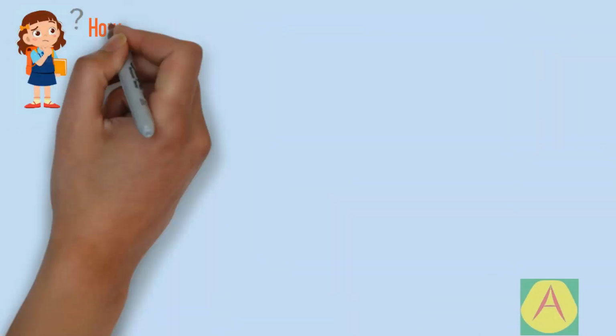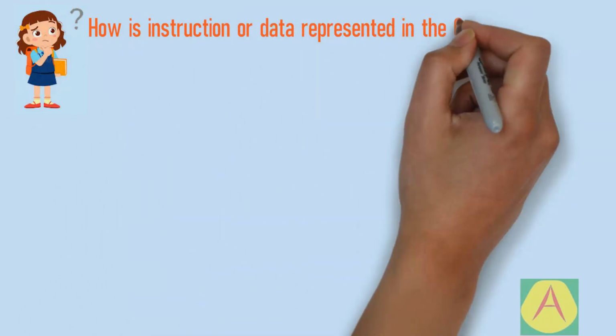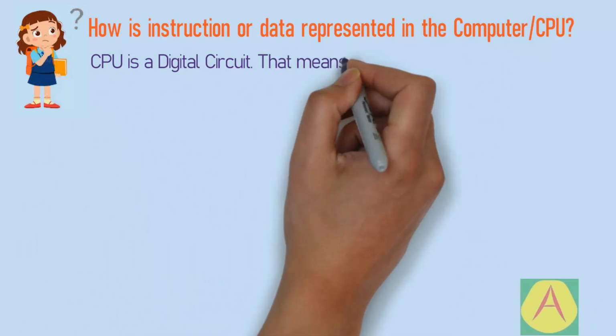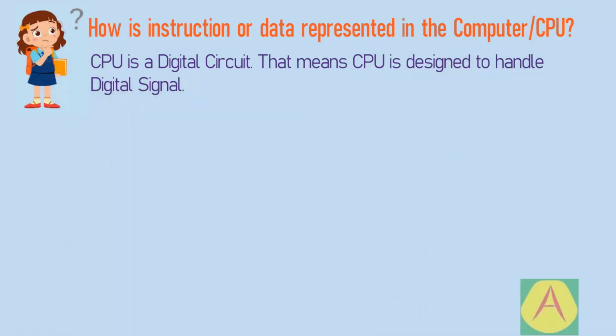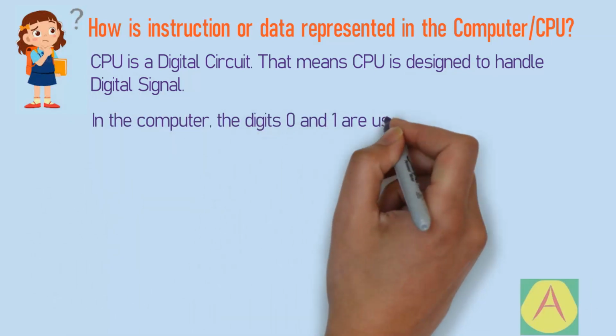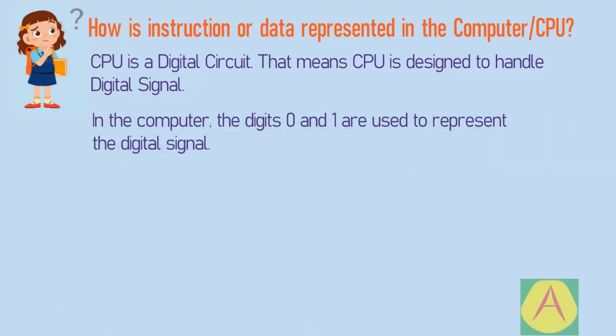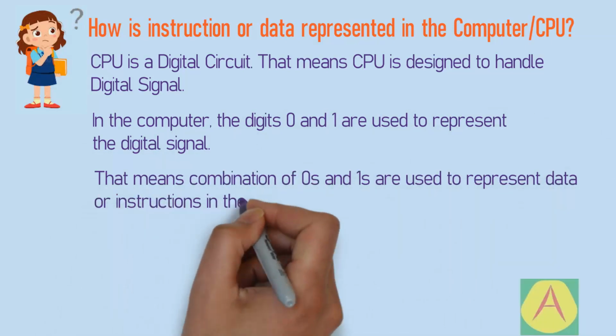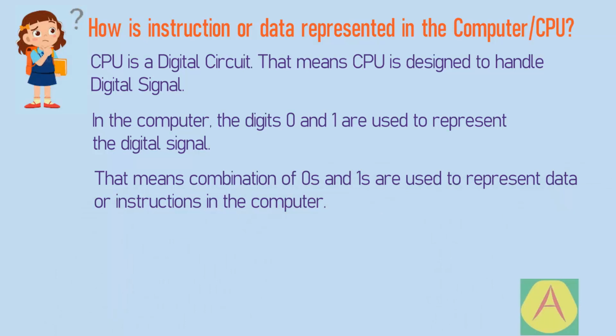Have you ever thought of how instruction or data is represented in the computer or CPU? CPU is a digital circuit. That means CPU is designed to handle digital signals. In the computer, the digits 0 and 1 are used to represent the digital signal. That means combinations of zeros and ones are used to represent data or instructions in the computer.